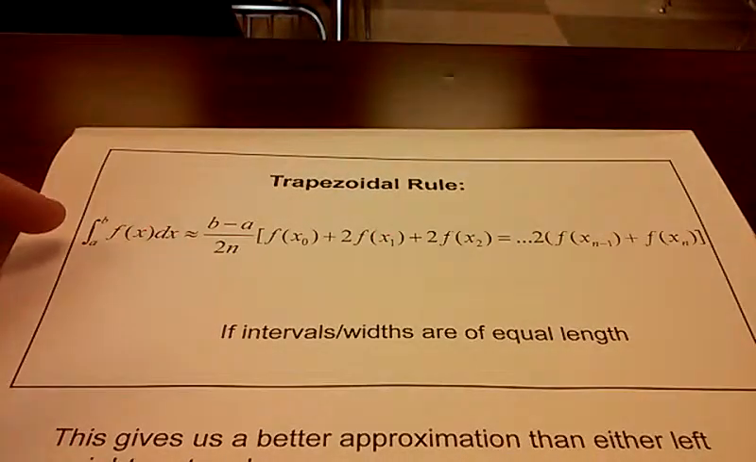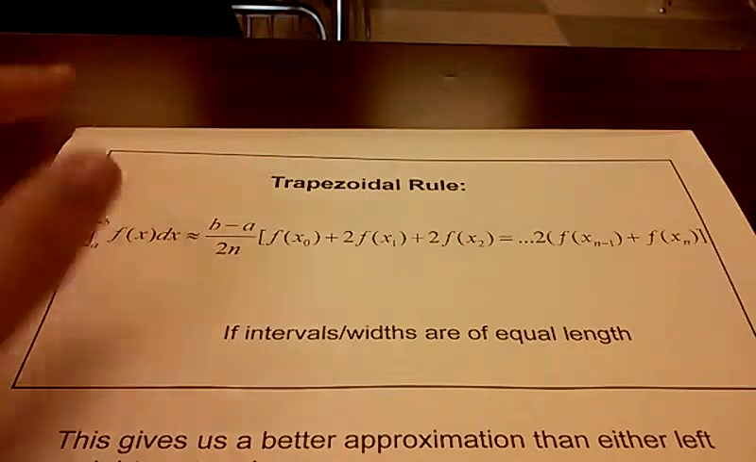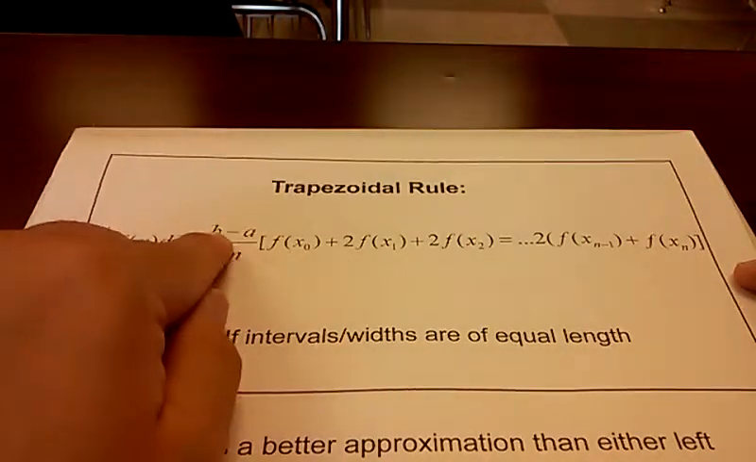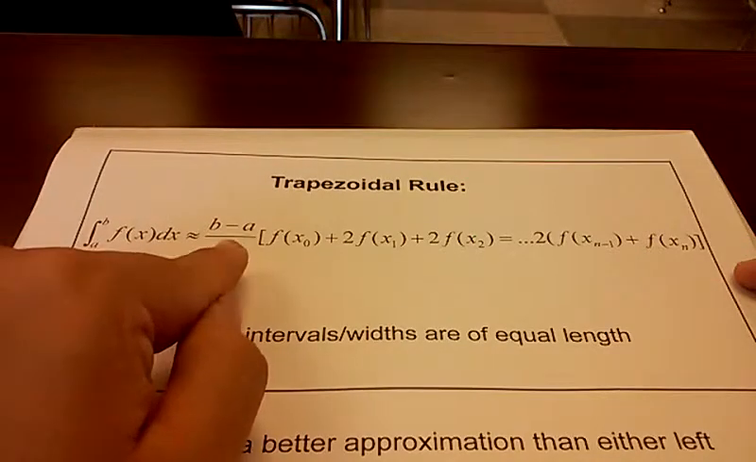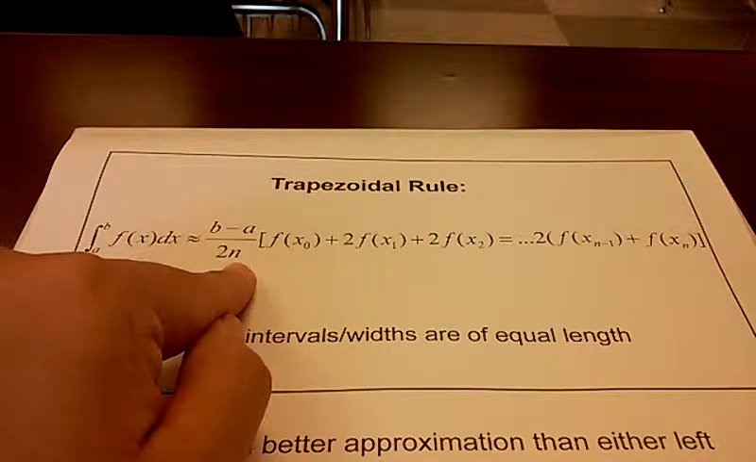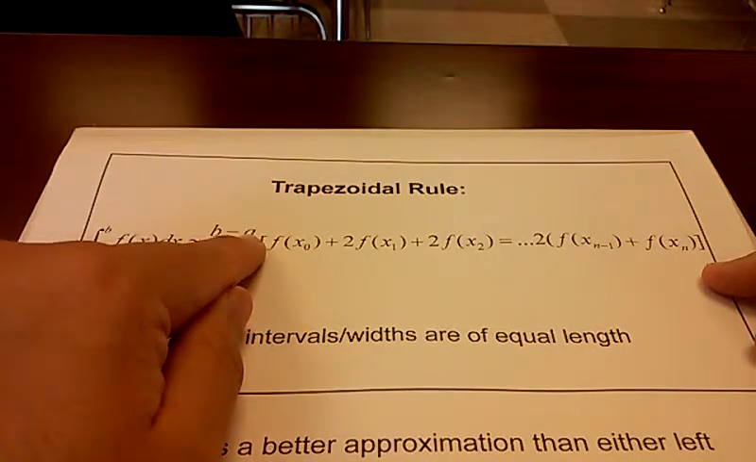And this is what it says. It says that you can approximate the definite integral, or the area under a function from the interval a to b, by using this formula: b minus a over 2n, where n represents how many trapezoids you have, or the number of subintervals you have. b being the ending value and a being the starting value.